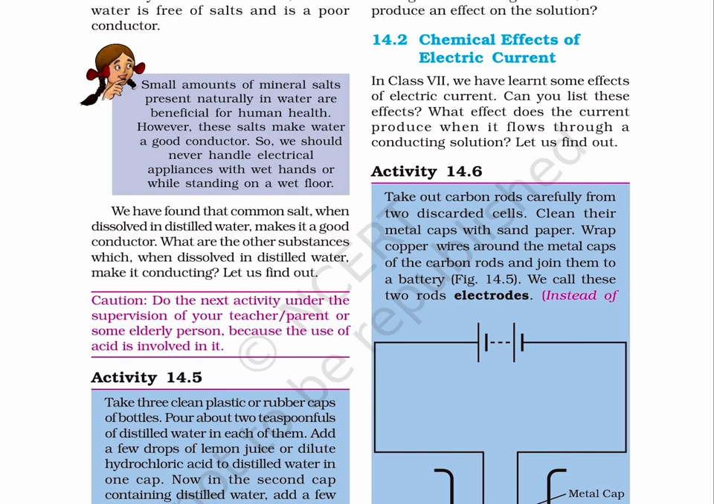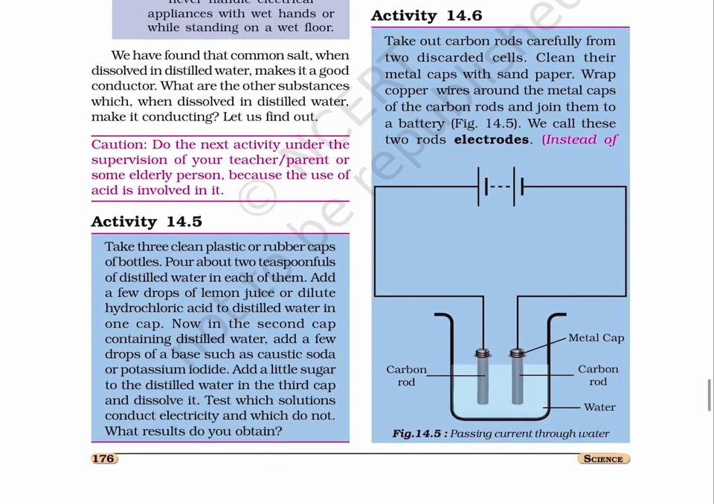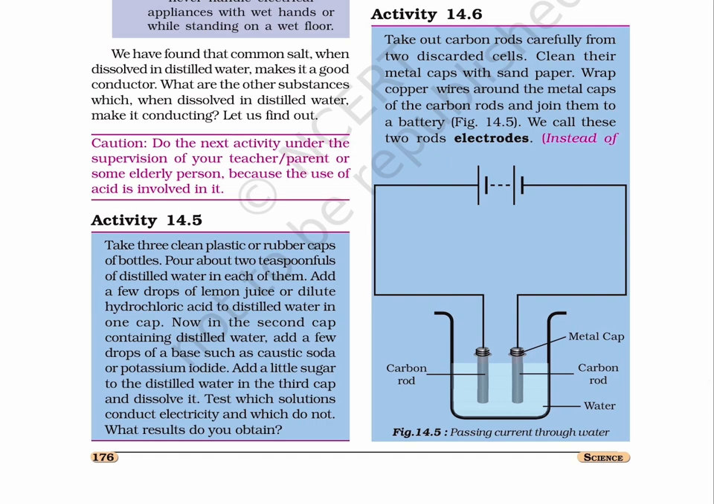Take out carbon rods carefully from 2 discarded cells. Clean their metal caps with sandpaper. Wrap copper wires around the metal caps of the carbon rods and join them to a battery, as in figure 14.5. We call these 2 rods electrodes. Instead of carbon rods, you may take 2 iron nails about 6 cm long. Figure 14.5. Passing current through water.